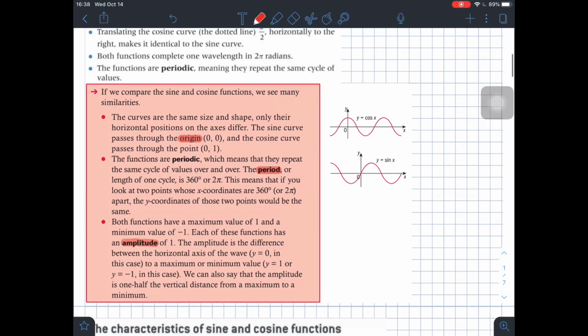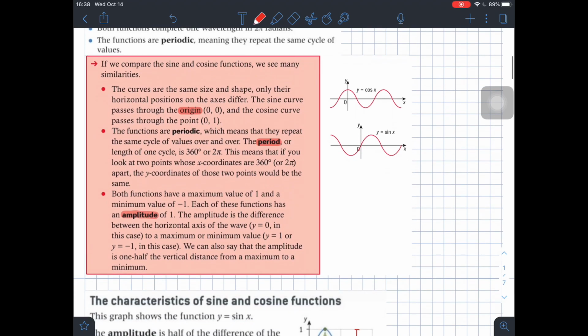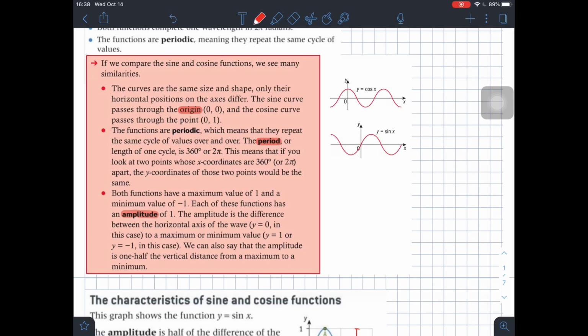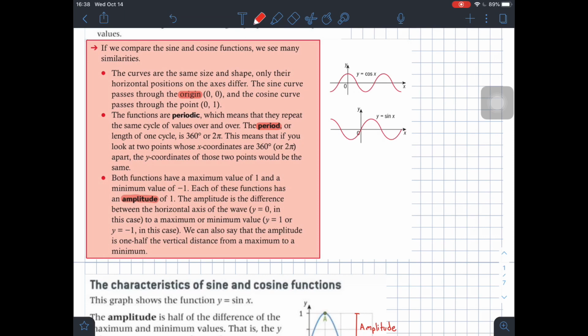It says the curves are the same size and shape, only their horizontal positions on the axis differ. The sine curve passes through the origin, 0, 0. You see, here we have sine, here we have cosine. The sine function always starts at 0, 0, while the cosine curve passes through the point 0, 1. So the cosine function starts at 1, while the sine function starts at 0. That's one very important difference you should know. Then it says the functions are periodic, which means that they repeat the same cycle of values over and over. The period, or the length of one cycle, is 360 degrees or 2 pi radians.